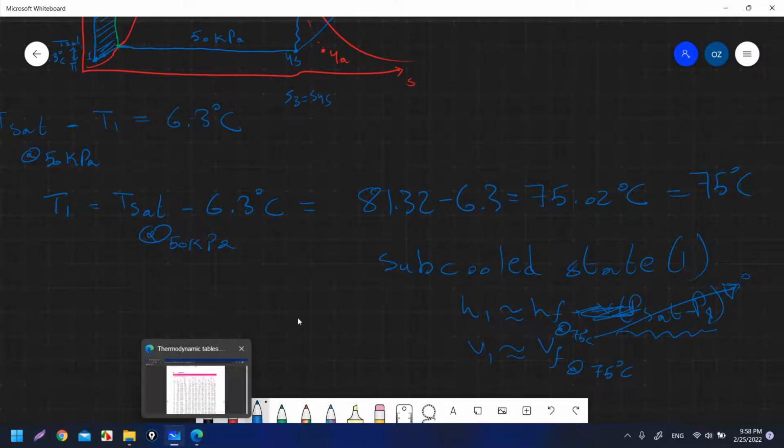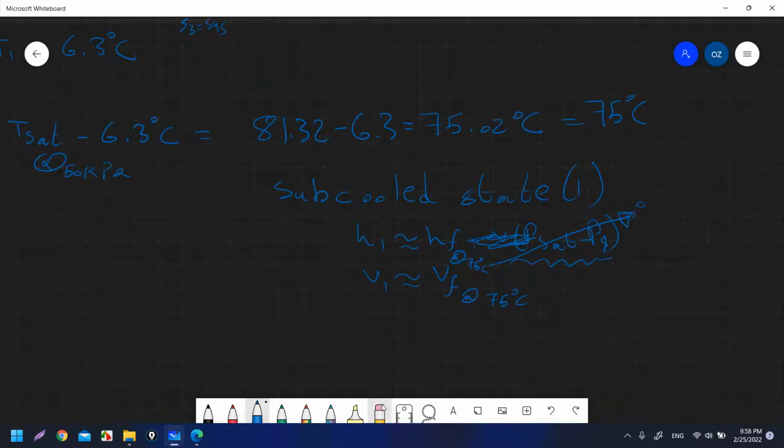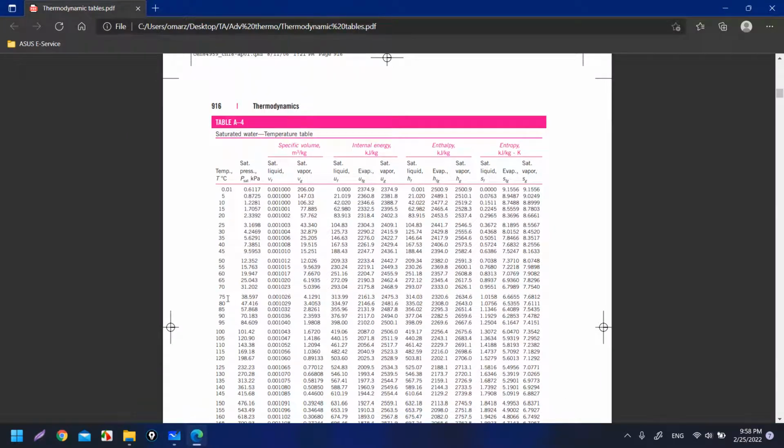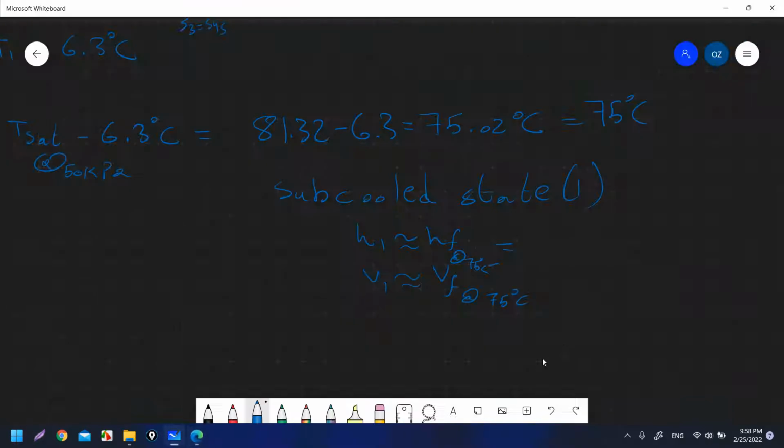Okay. So now let's find HF and VF. From table A4, under 75 degrees Celsius, I'll find V1, which is equal to this value, and H1 equal to this value, HF. So this one will give me 314.03 kilojoule per kilogram, and V1 equal to VF will equal 0.001026 meter cubed per kilogram.